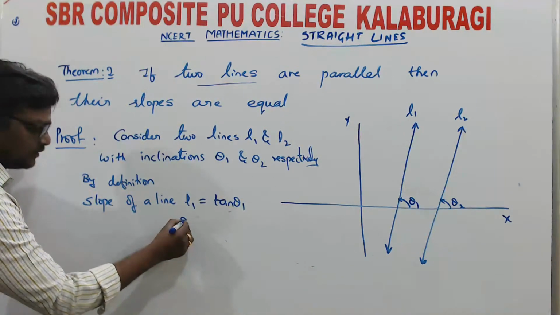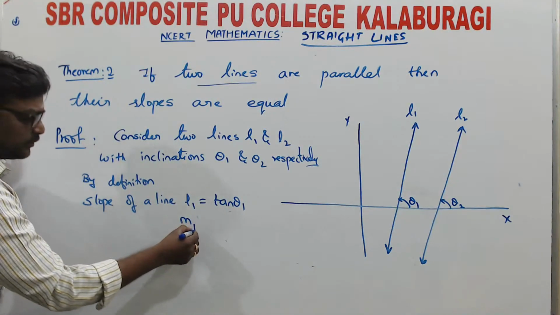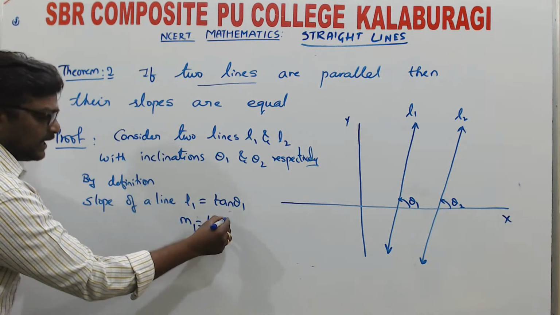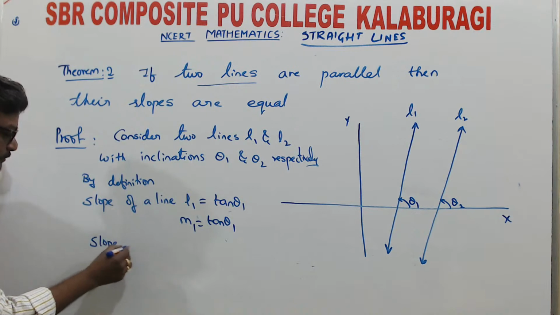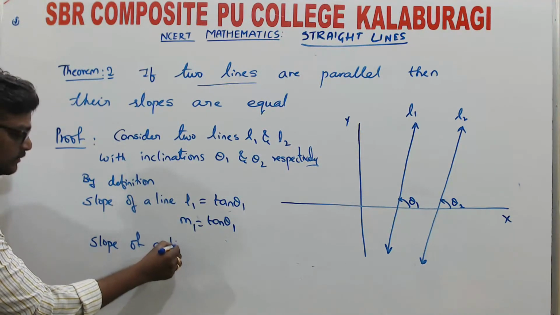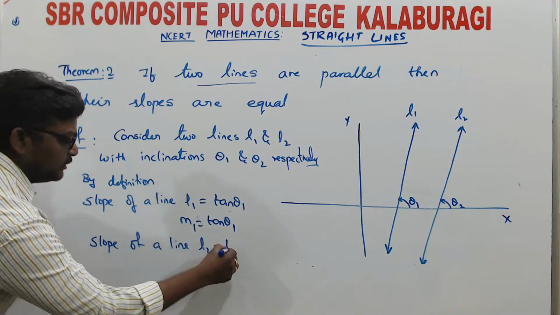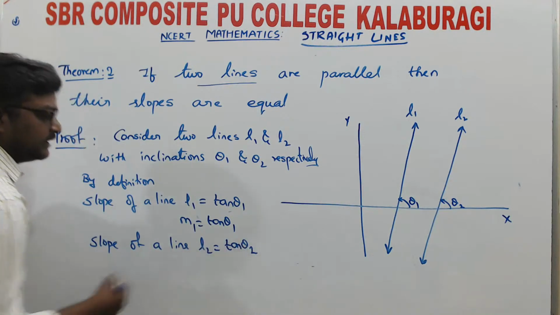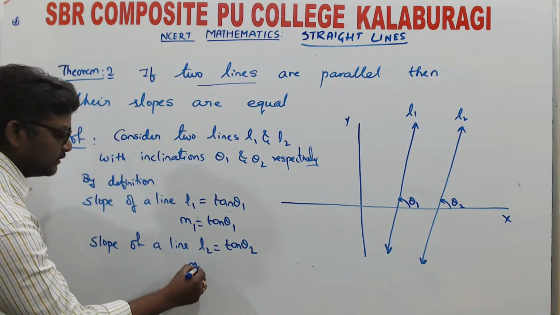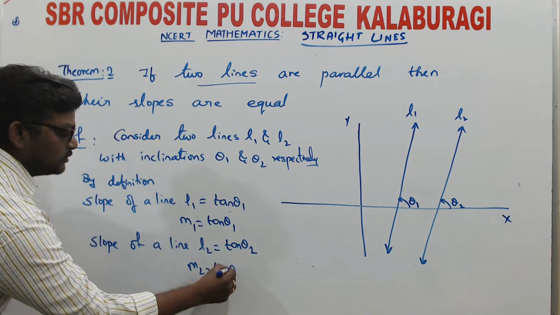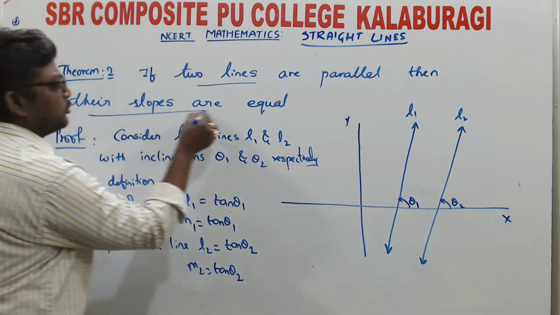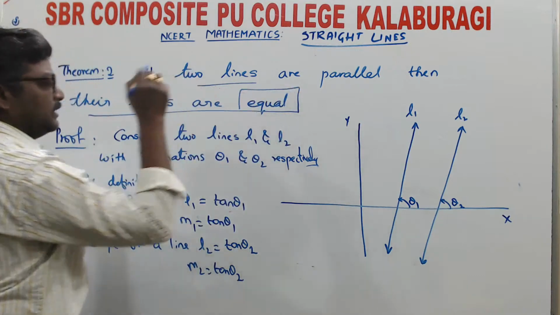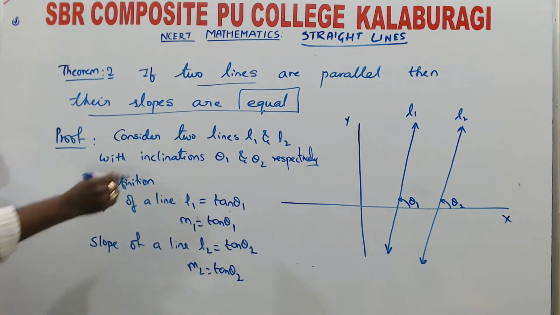Because two slopes are there, the first slope I will take as m1 equals tan theta 1, and the slope of line L2 equals tan theta 2, and we take it as m2 equals tan theta 2. What we have to prove? Their slopes are equal.